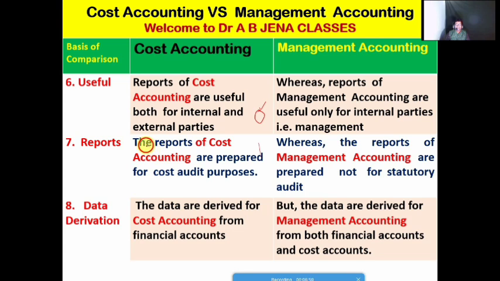So next one, basis of comparison is usefulness. Reports of cost accounting are useful both for internal and external parties of the organization. So internal parties, friends, they are the employees, they are the management, and external parties, they are the creditors, suppliers, customers, government. Whereas the reports of management accounting are useful only for the internal parties of the organization, mainly the management.